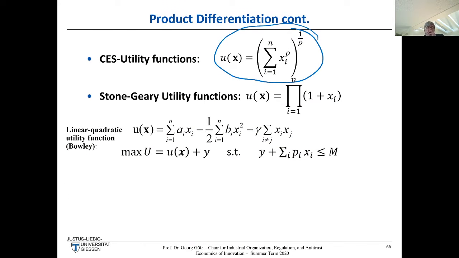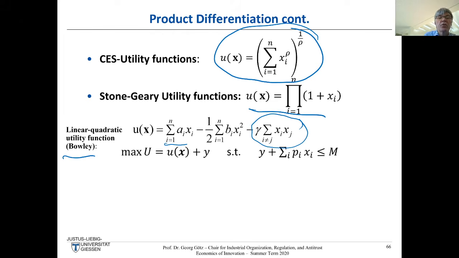I don't expect that you understand it right now, and this Stone-Geary function is not so important at the moment. What is more important is that I want to show you it's not so complicated as it looks at first, by going back to this Edgeworth-Bowley linear quadratic utility function, which also looks terrible. I have to confess, but it's actually straightforward, even though this expression is sloppily put.